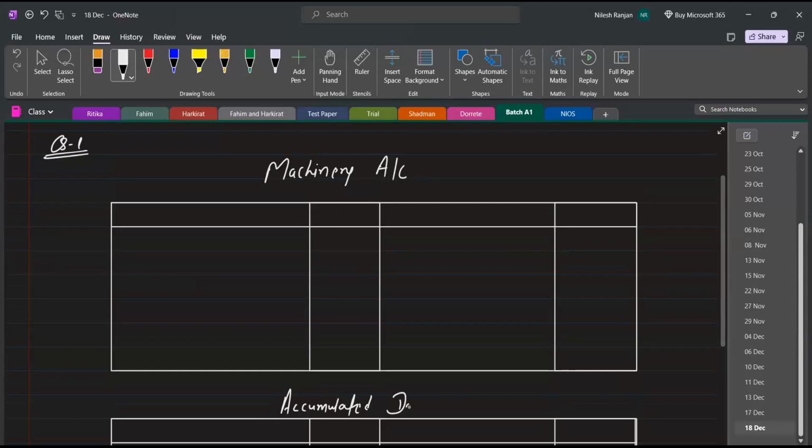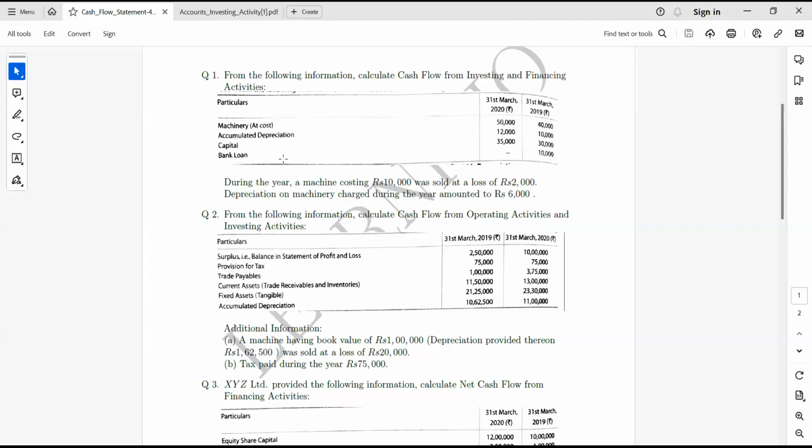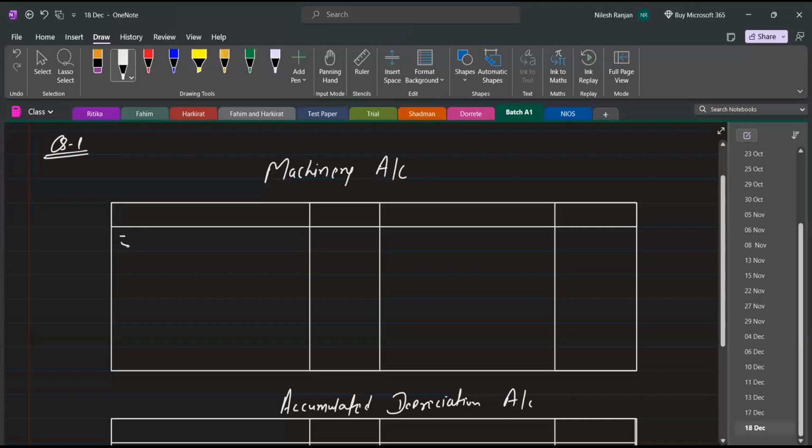Accumulated depreciation. So the opening balance and closing balance of both the items are given in the question. The opening balance of machine is 40,000 and 50,000 is the closing balance.